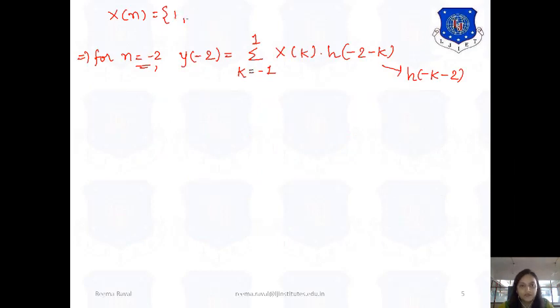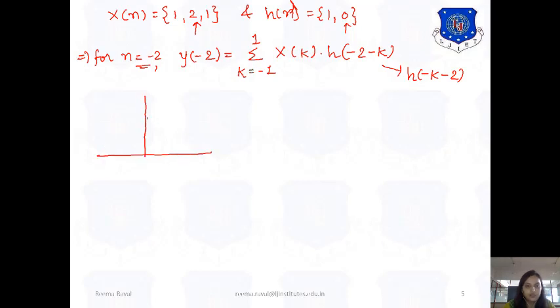So x of n is 1 2 1 and h of n is 1 0. Okay. So now let's plot x of k first, because as it is a graphical method we have to plot the graph for each and every instant. X of k, where at 0 instant the value is 2, at instant -1 the value is 1, at instant 1 the value is 1.